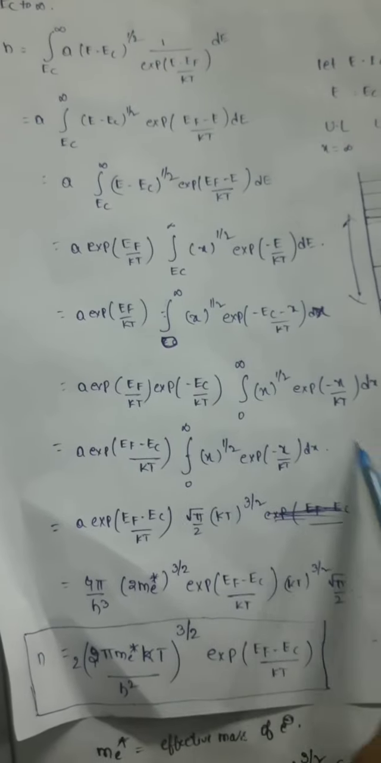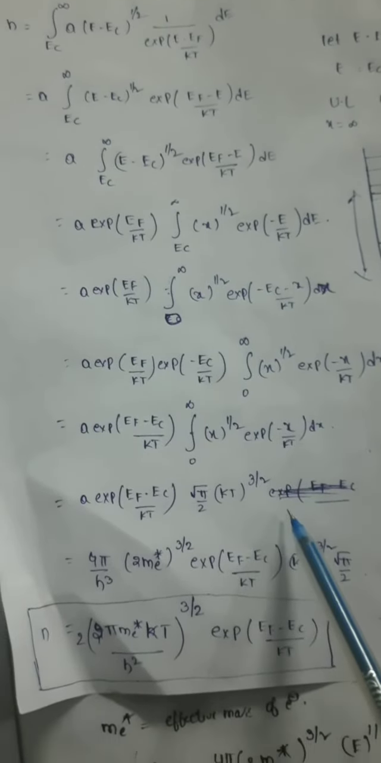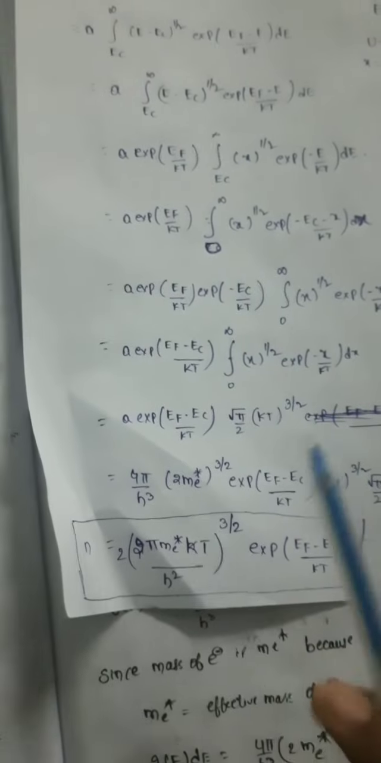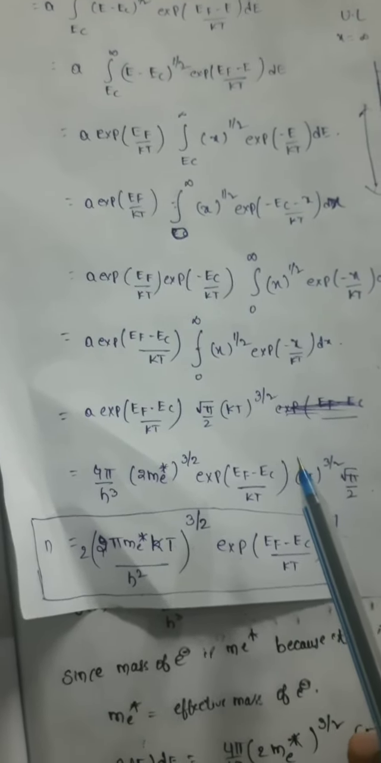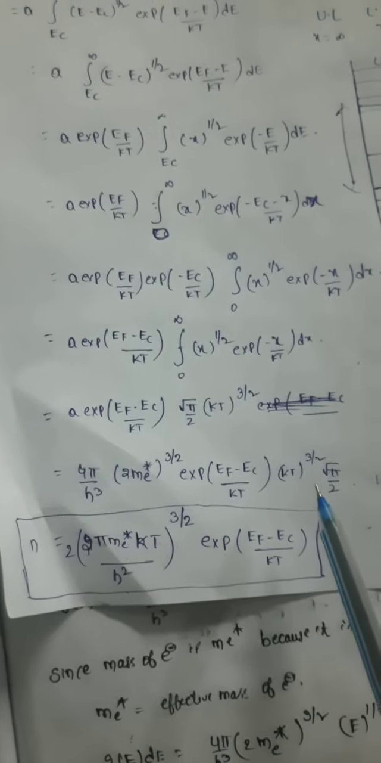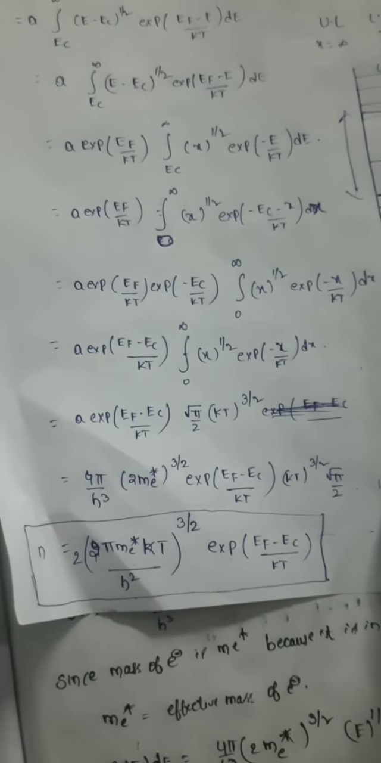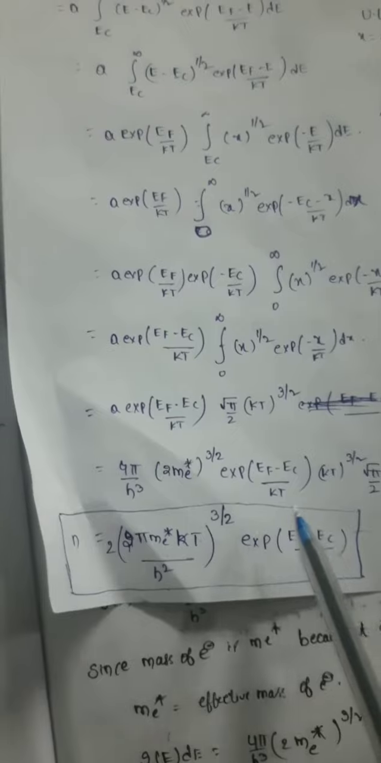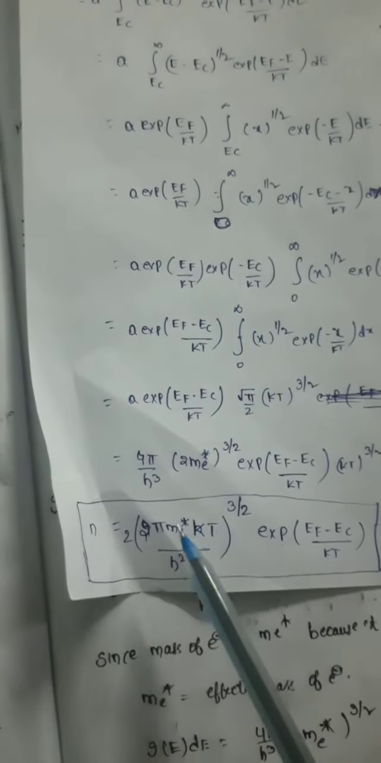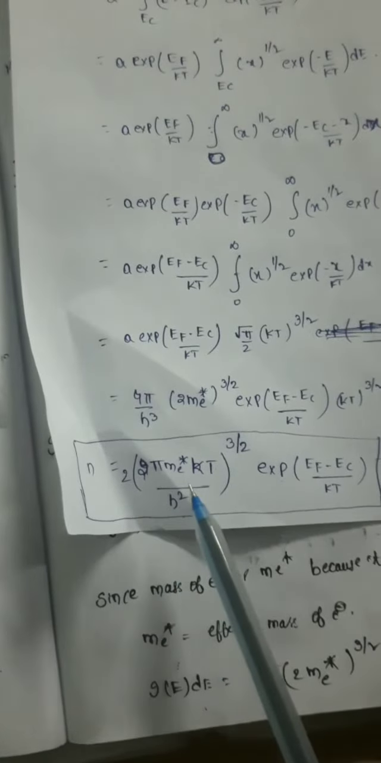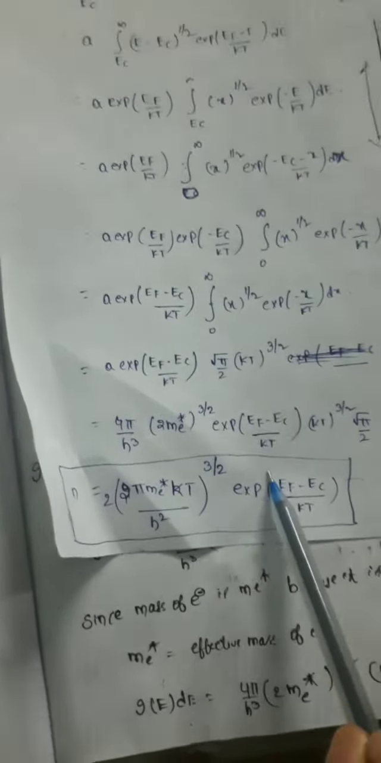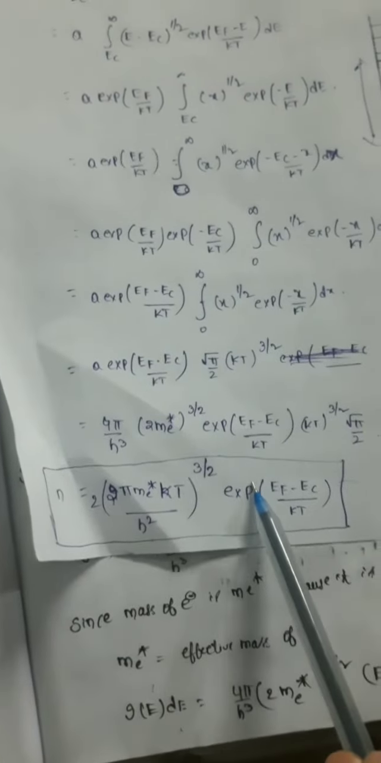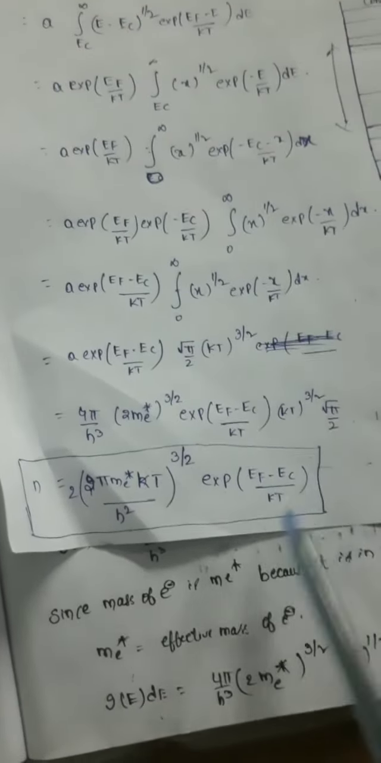We know that this integral is always equal to root pi by 2 into KT whole power 3 by 2. Now after getting this, 4 pi by h cube into 2m star whole power 3 by 2 exponential of EF minus EC by KT into KT whole power 3 by 2 root pi by 2. After rearranging the terms in the expression, we get the final expression for the charge concentration: 2 into 2 pi m star KT by h square whole power 3 by 2 exponential of EF minus EC by KT.